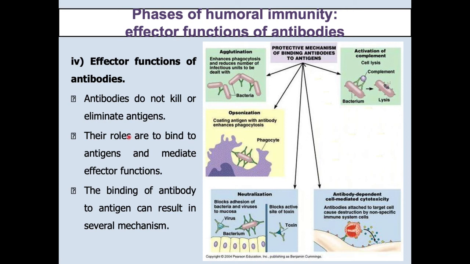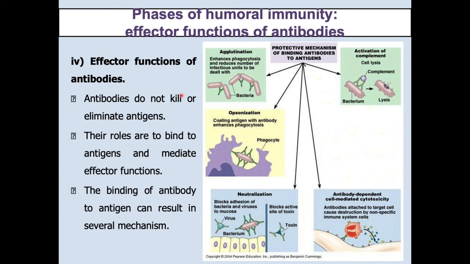Then the last stage is stage number 4, which is effector functions of antibodies. Okay, so when B cells have differentiated and proliferated into plasma B cells and memory B cells, the antibody produced by plasma B cells can now be activated. In other words, it can recognize antigens or bacteria independently. Right? So antibody does not kill or eliminate antigen.